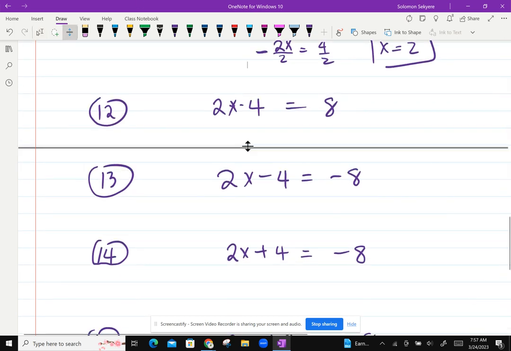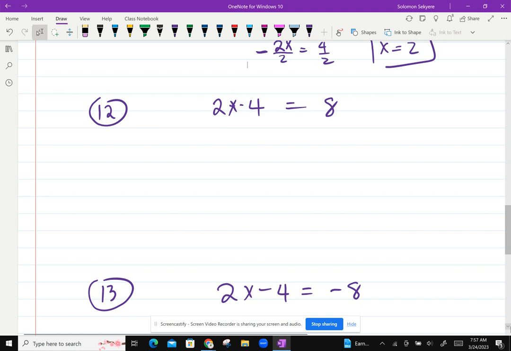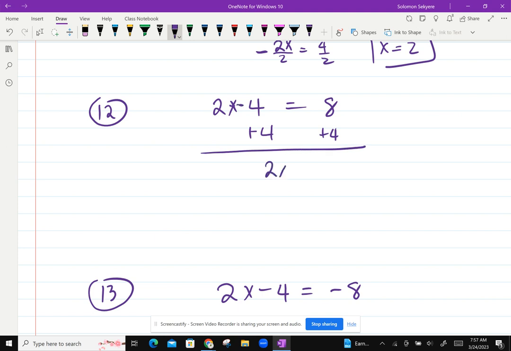Okay, practice that now and you won't have any problem going forward. So here is 2x minus 4 equals 8. We're going to reverse this first because it's subtracting. So this will go away when I do that. I'll be left with 2x equals 12. And that's my first step.